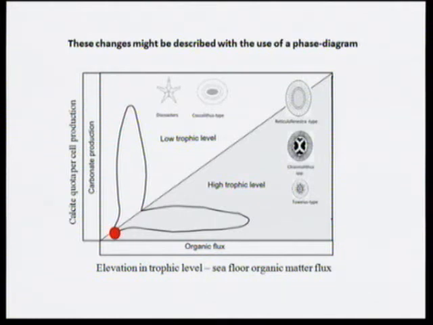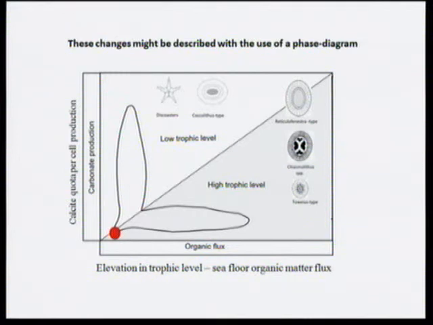As all phase diagrams have two axes, the organic flux, which is the elevation in trophic level, produces organic flux to the sea bottom. And this is the calcite-producing creatures. Now, there is a triangle over here, and this low triangle is the high trophic level with the forms that are typical. And the low trophic level over here, the discoidals and coccolithos, and the oligotrophic conditions.